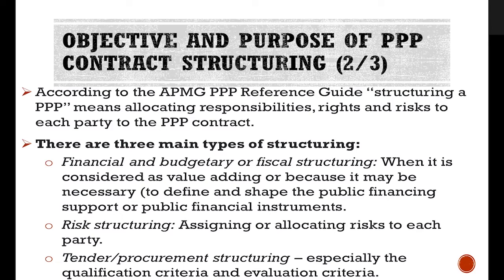Tender or procurement structuring, and so that's also critical, especially qualification criteria and evaluation criteria. We need to structure those out, especially when the project is consummated. Procurement structure: how do you procure this? What do you do about this and that? Within the ambit of policy, sector policies, regulations, and all of those. So this is key in structuring. You want to look at these three dimensions to be sure nothing is left hanging.